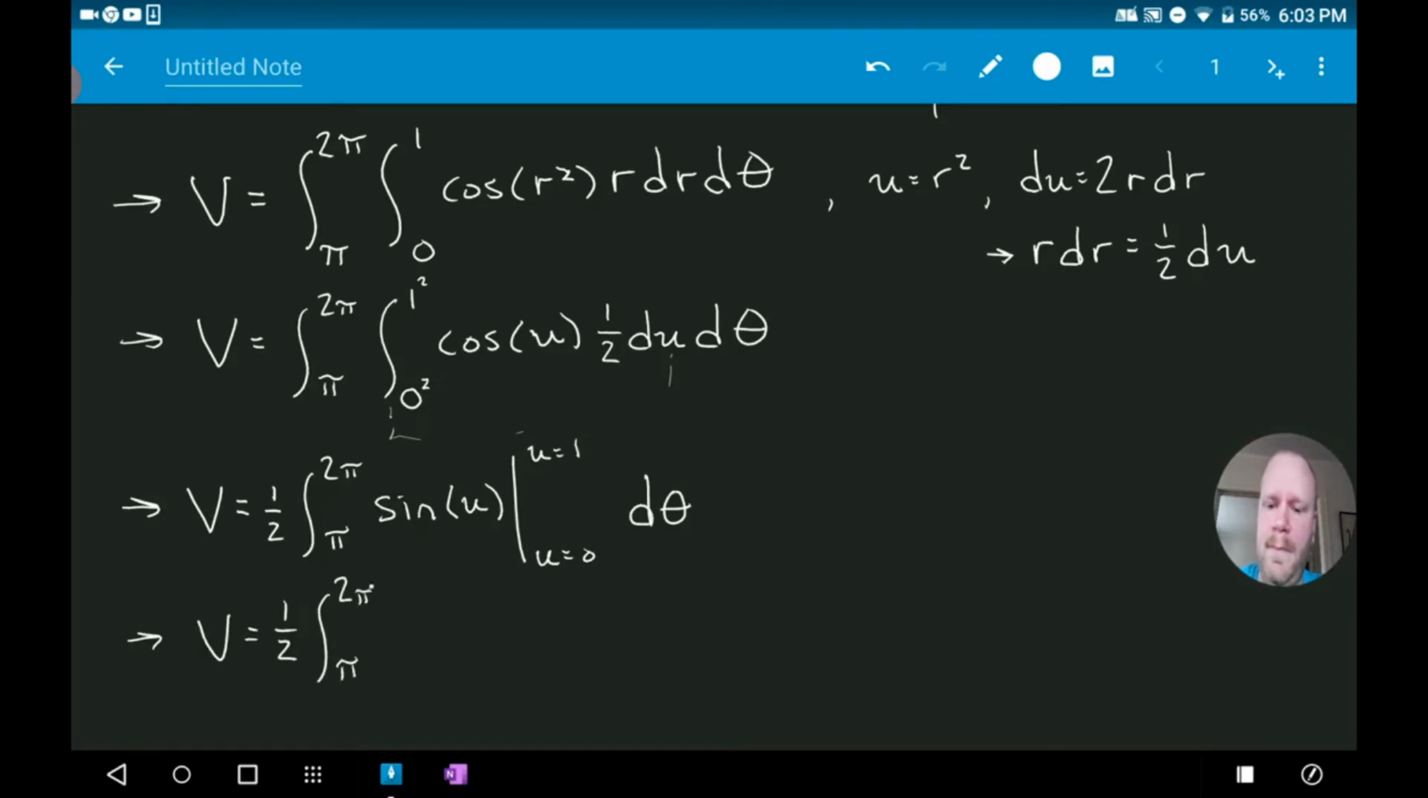Okay, sine of 1, you shouldn't know what that is. If you do, I'll be very impressed, but you can leave this as just sine of 1, all right? Minus sine of 0, you should know what that one is. That one's just 0.